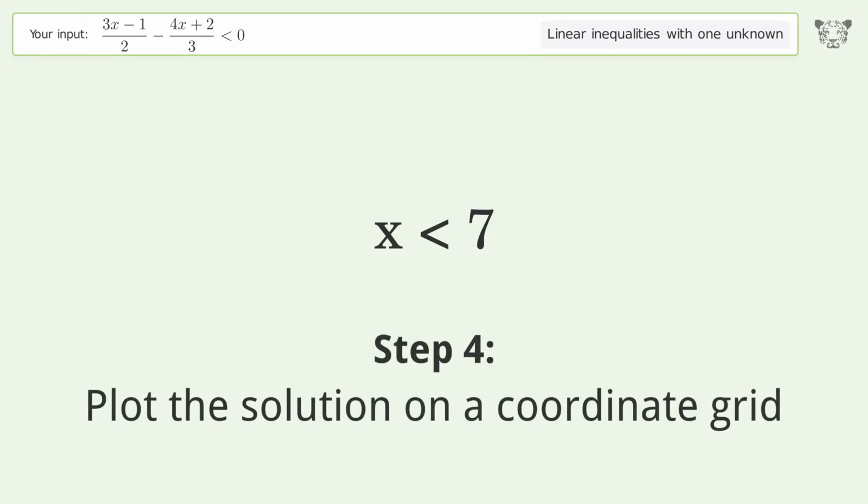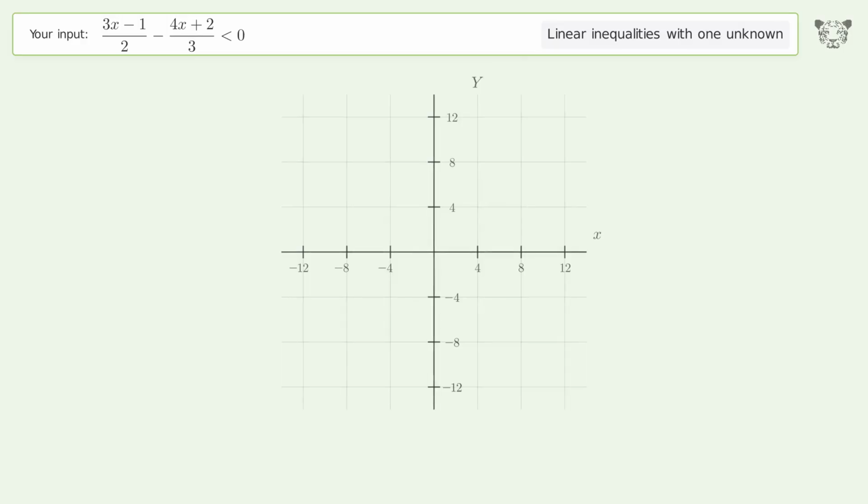Plot the solution on a coordinate grid. And so the final result is x smaller than 7.